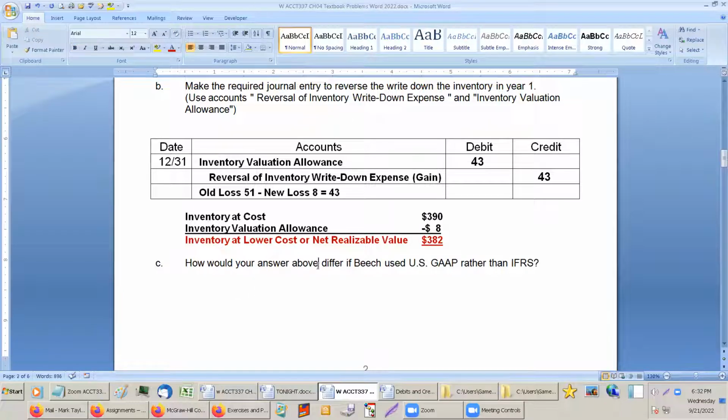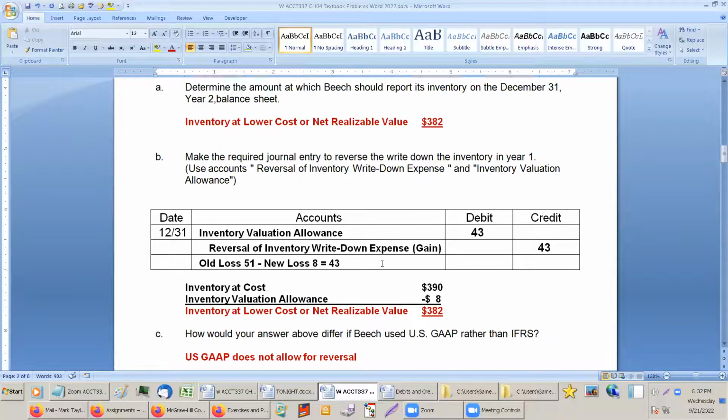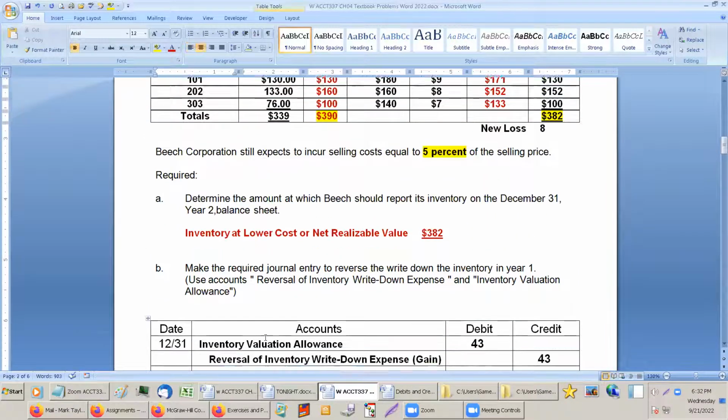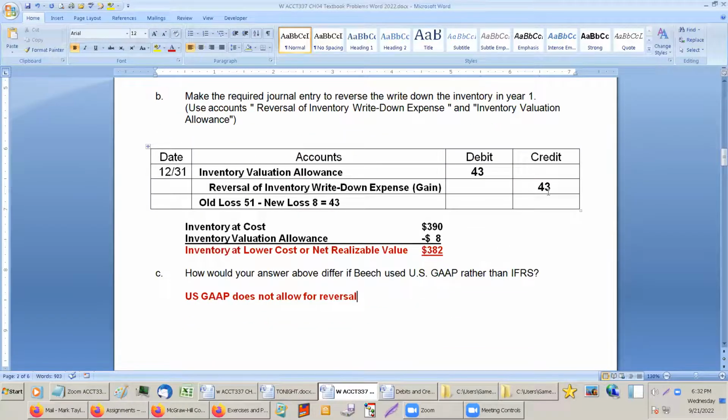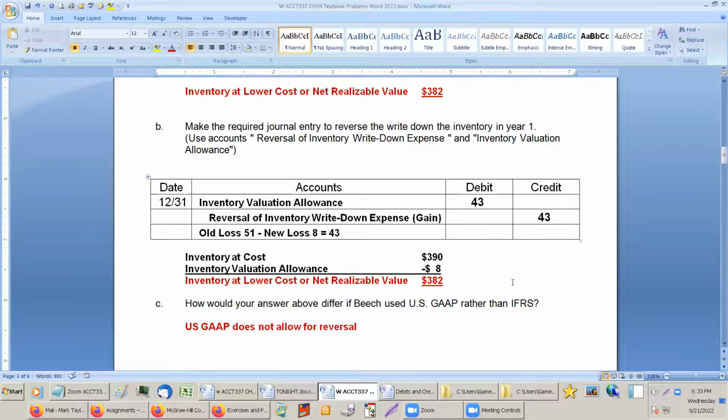How would the answers above differ if we choose US GAAP? US GAAP does not allow for reversal. US GAAP said, okay, well, you'll just have to wait until you sell it and then realize the gain. Whenever you sell these, whatever they are, then you'll recoup the money.